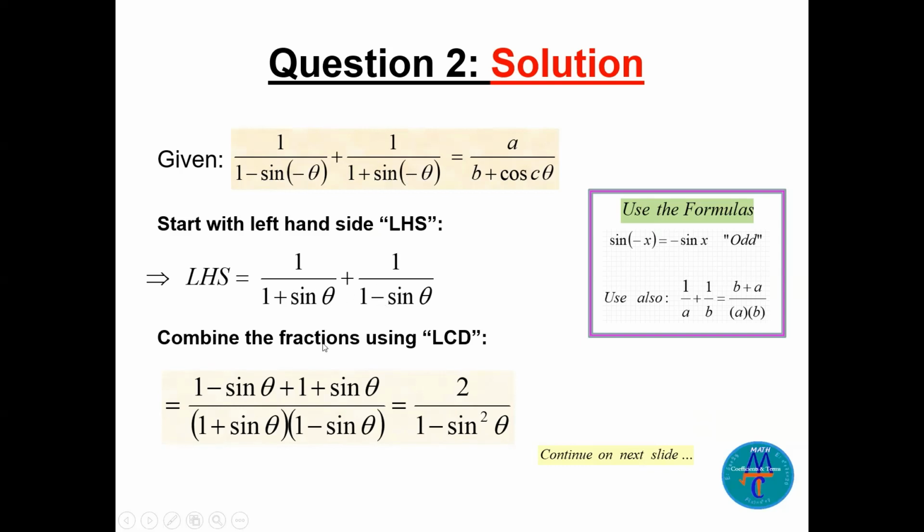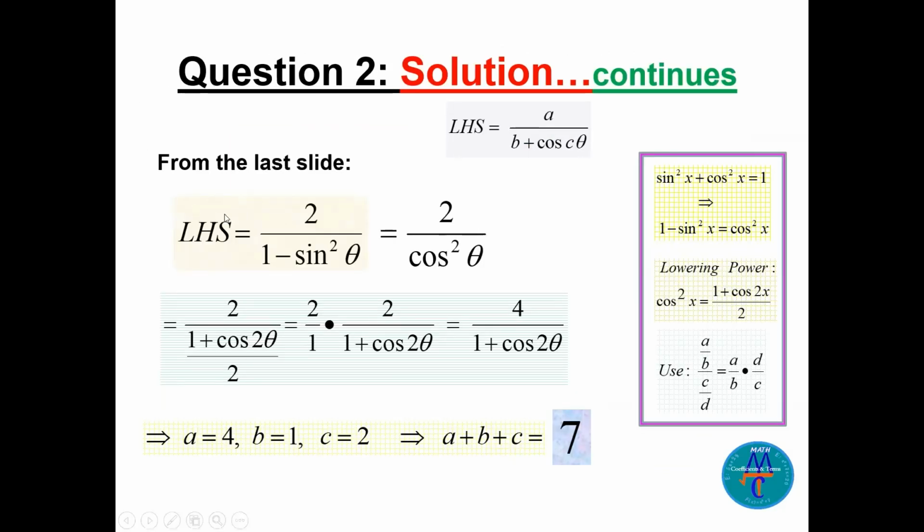Combine the fractions by the LCD: 1 plus sine of theta times 1 minus sine of theta. So we have 2 over 1 minus sine squared of theta. I can replace 1 minus sine squared of theta by cosine squared of theta using this fundamental identity. Now, the lowering power: cosine squared of x will be 1 plus cosine of 2x divided by 2. So I can replace cosine squared of theta by 1 plus cosine of 2 theta divided by 2.